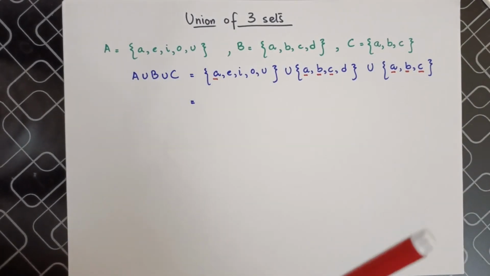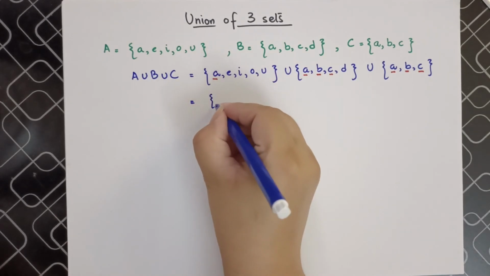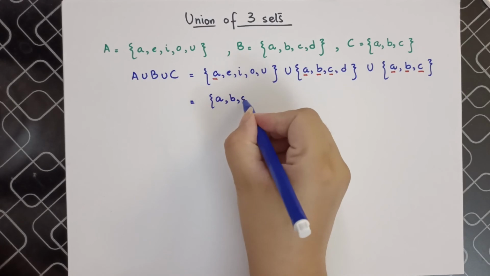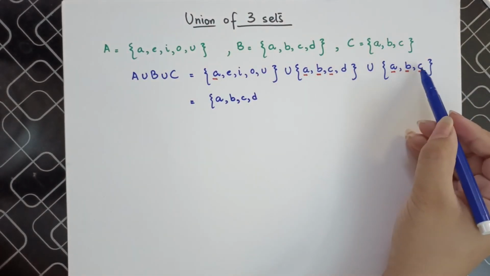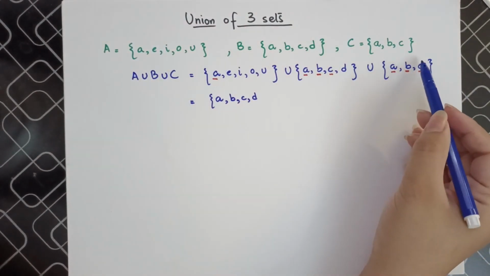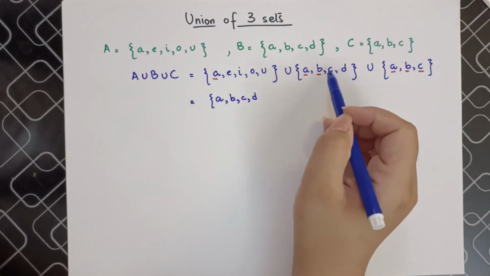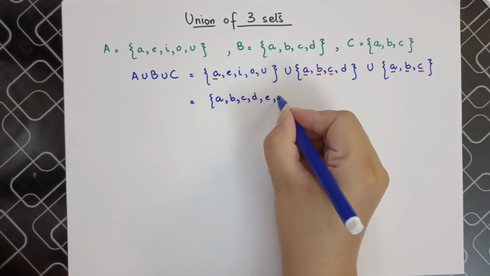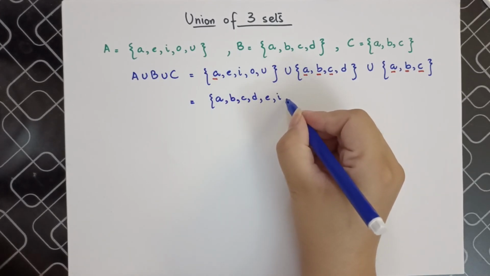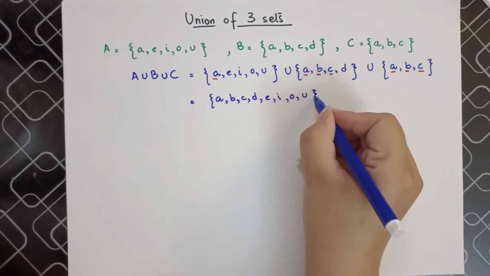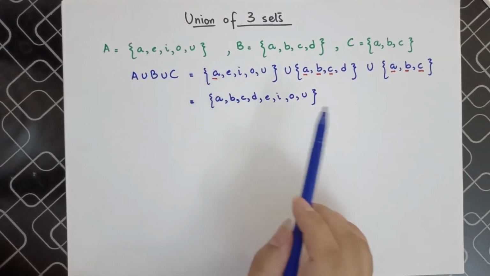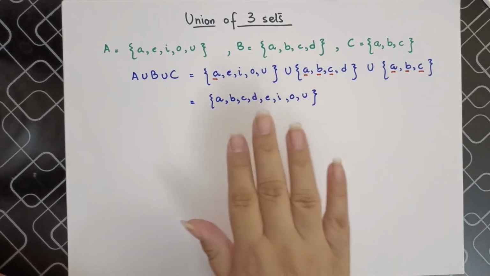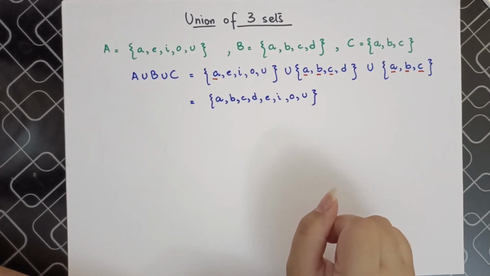So, how are we going to write them? We're going to write a, b, c, d, which we take from the B set. And now we're going to write the rest of them, which are e, i, o, u, right? So this is how we perform the union of three sets. Okay, simple. It's not very difficult.